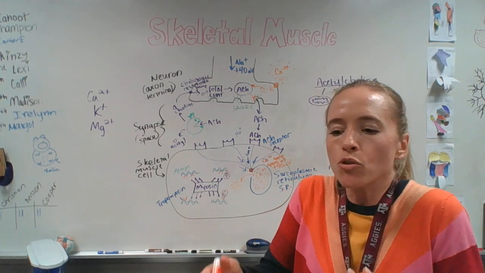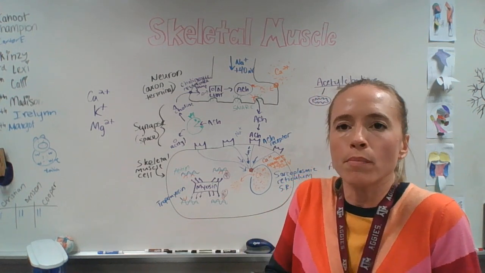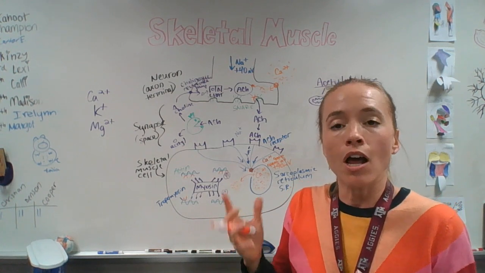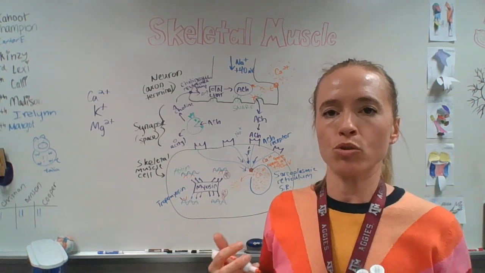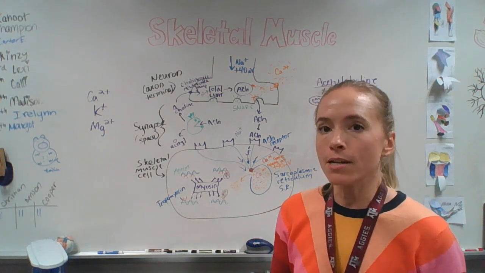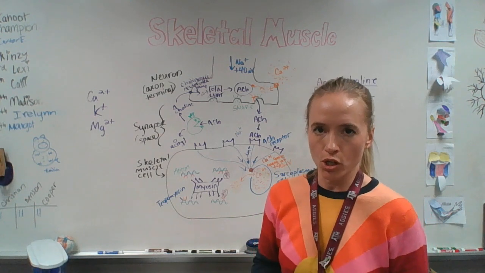Some calcium binds, so you will still be able to move your muscles, but it's not as strong of a contraction. Also, it can help relieve those muscle cramps that you get. Magnesium is even stronger because it's positive too.